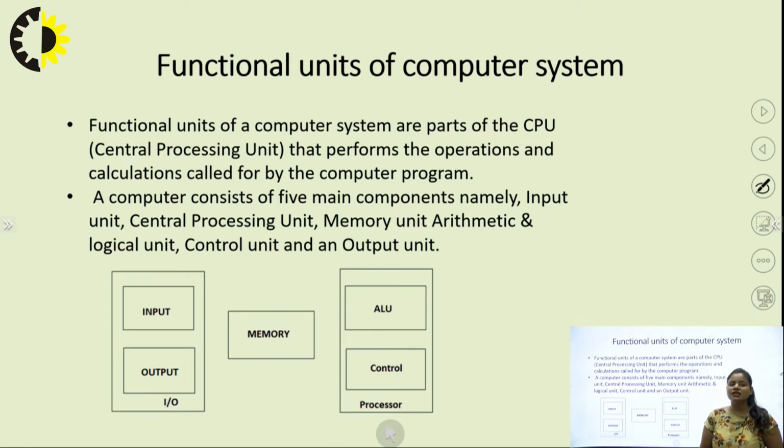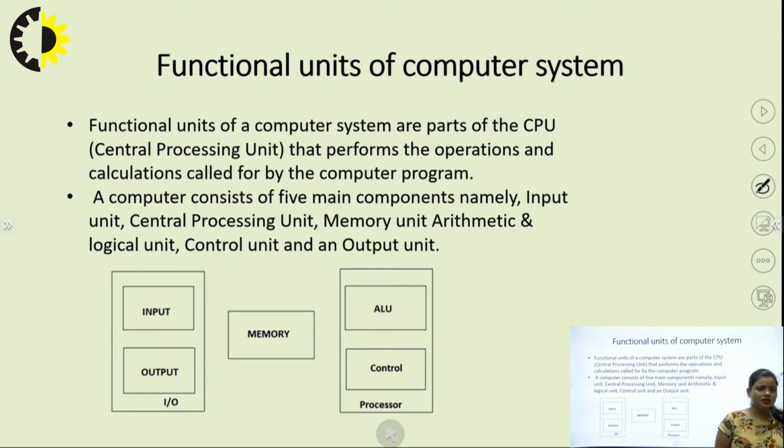Functional units are basically whatever unit is working within the computer system, helping to solve or perform any task inside the computer system. That is basically a functional unit of a computer system. These are basically the parts of the CPU. CPU is the central processing unit that performs the operations and calculations called for by a computer program.